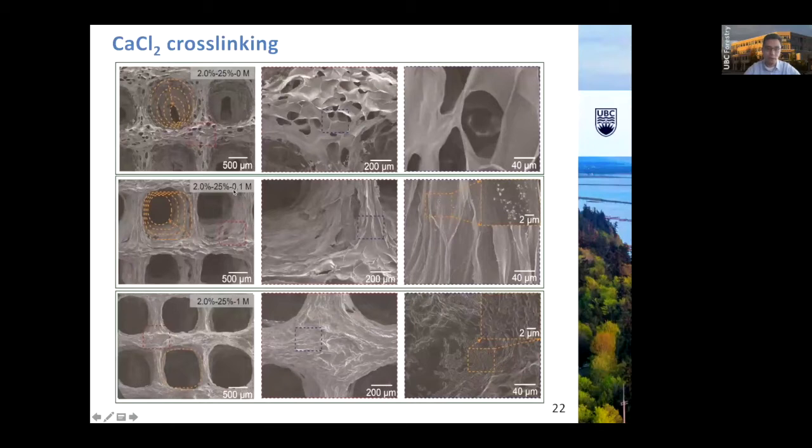And then if we cross-link with 0.1 molar calcium chloride, we can see the structure become more compact. This is because during cross-linking, the fibers can be brought close to each other by the calcium chloride. With 1 molar calcium chloride, all the pores have been removed, and the structure shows very dense and well-defined printing lines. If you zoom in here, you can see a large calcium chloride crystal. Those are residual calcium chloride, which will be used for water absorbing.